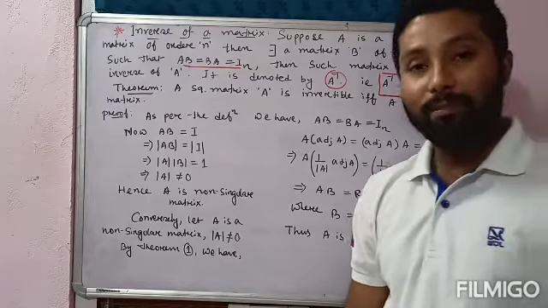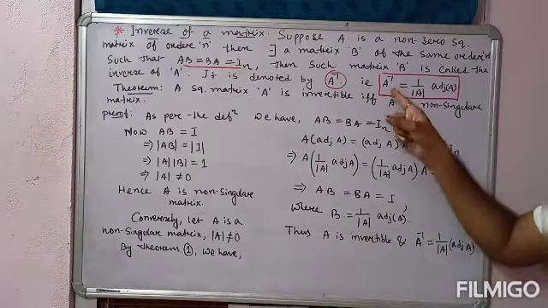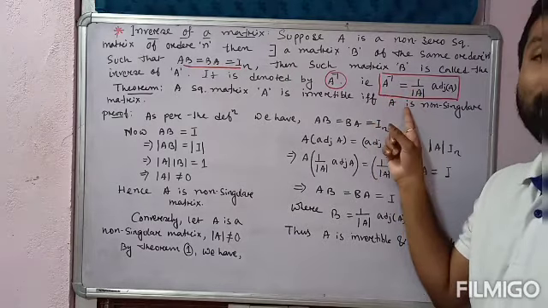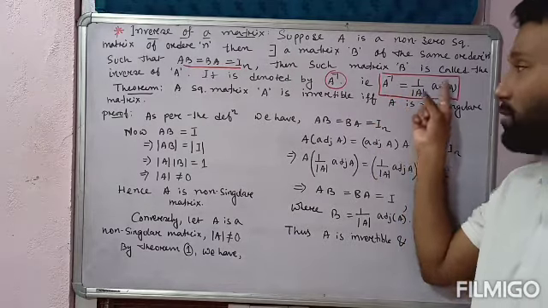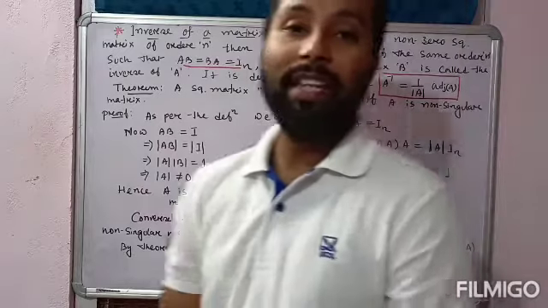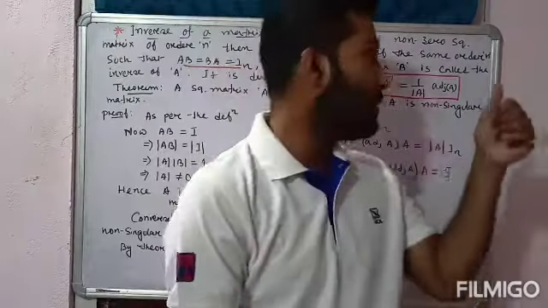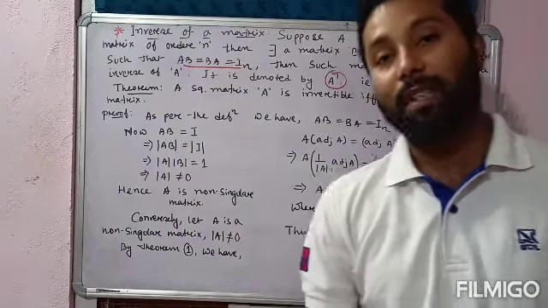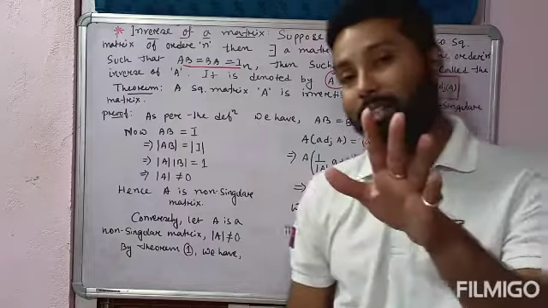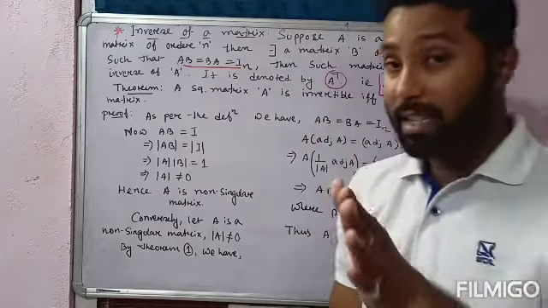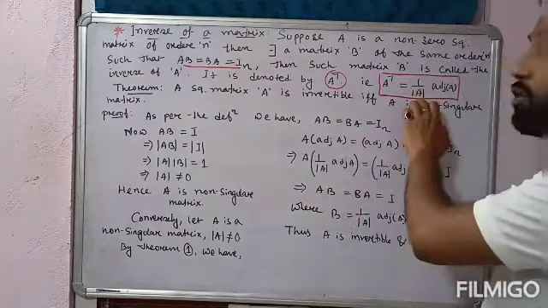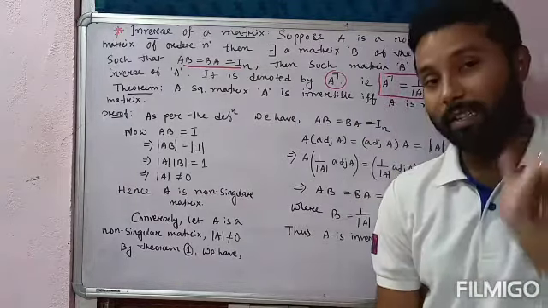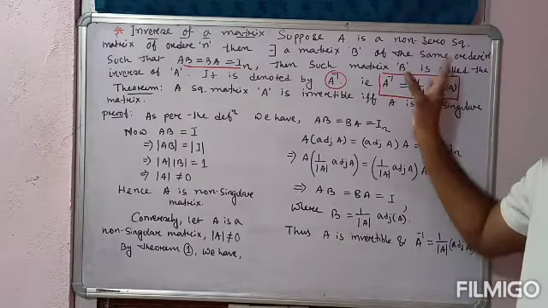And for calculation purpose, you have to use this formula, that is A to the power minus 1, which means A inverse is equal to 1 by determinant of A into adjoint of A. By using this formula, we can calculate the inverse of a matrix, provided determinant of A is not equal to 0. If A is a singular matrix, then inverse does not exist. If A is non-singular, if you get determinant of A not equal to 0, then only inverse exists. Remember this. Okay? So this is the formula.